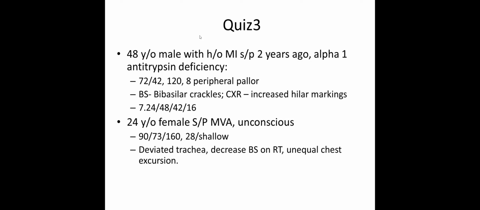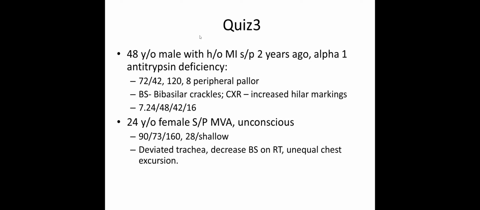Breath sounds: bibasilar crackles. And the chest x-ray shows increased hilar markings. That means we can see the blood vessels better than normal. His blood gas: pH 7.24, CO2 48, O2 42, and bicarb 16. So I'd like to know, what do you think is going on with this person? Why? And also interpret the blood gas. What would you like to do?